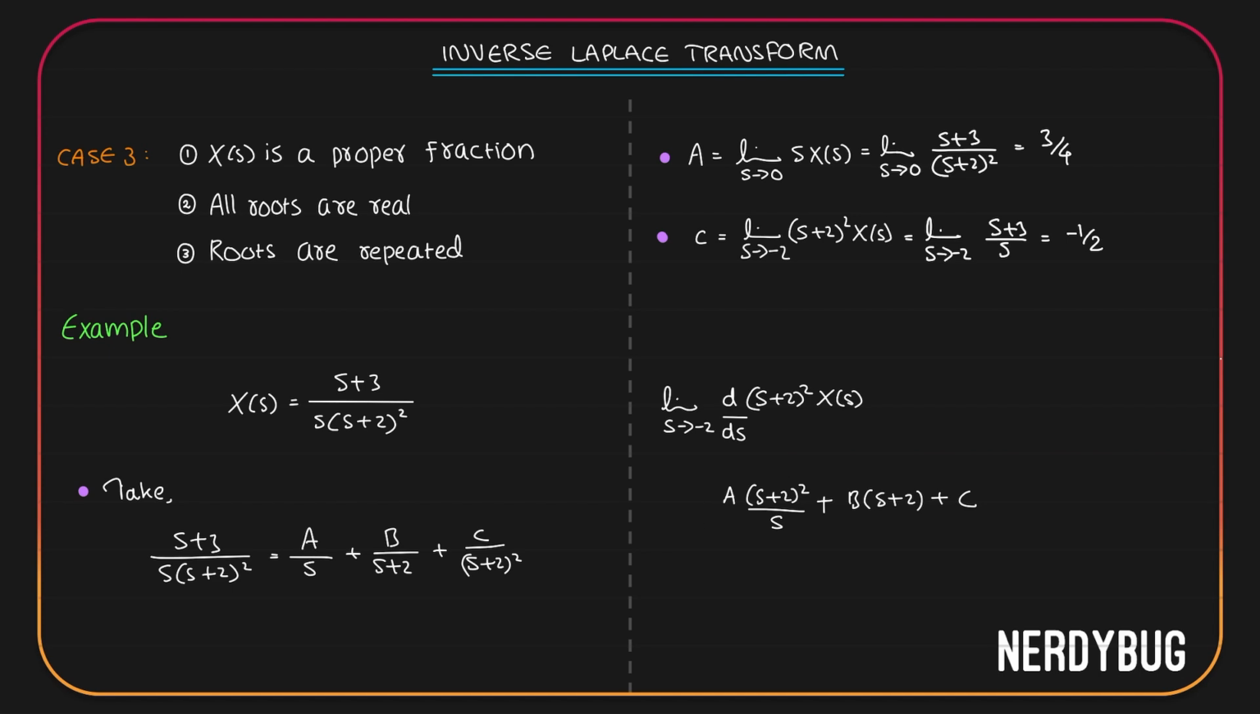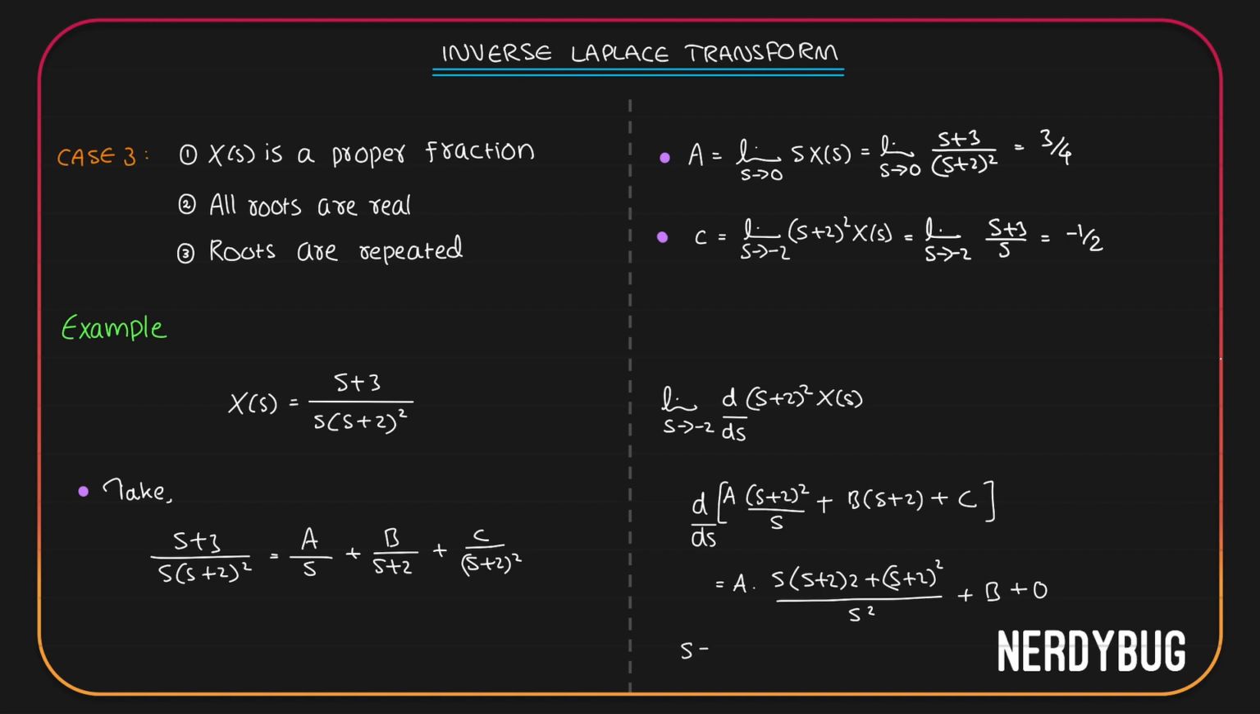Now we have to take the derivative of this with respect to s, d by ds of this whole thing. The first term will be a multiplied by s into derivative of s plus 2 whole square, that is s plus 2 into 2, minus s plus 2 whole square into derivative of s, that is 1, divided by square of the denominator s square, plus the second term becomes b multiplied by derivative of s is 1, derivative of 2 is 0, so just b, plus derivative of c is 0 because c is a constant.